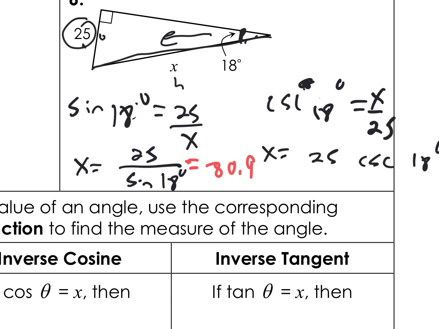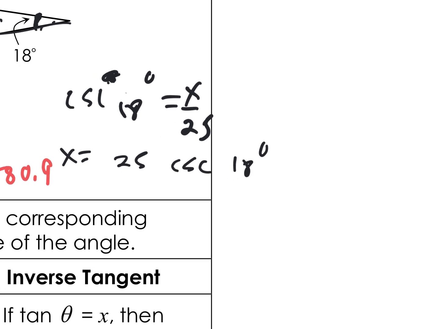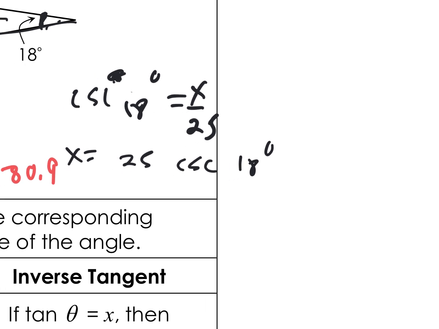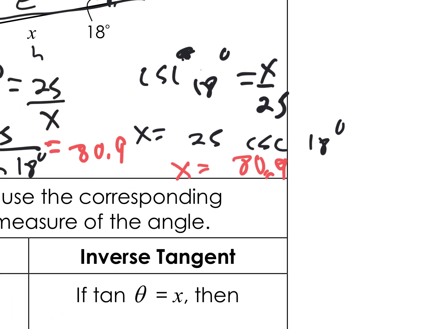How about the cosecant people? You guys that are on the other side of the track, you chose to be a rebel. And you used cosecant, so you had to type in 25 times the cosecant of 18 degrees. What did we get? What is X? 80.9 again then? The same answers? Yes.